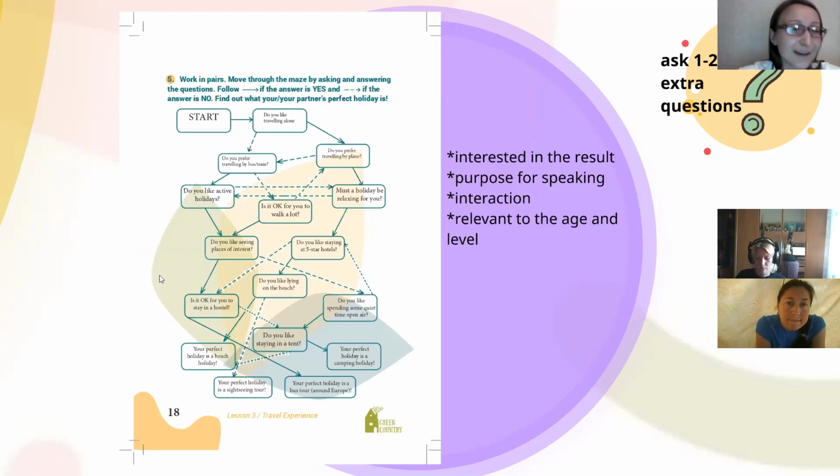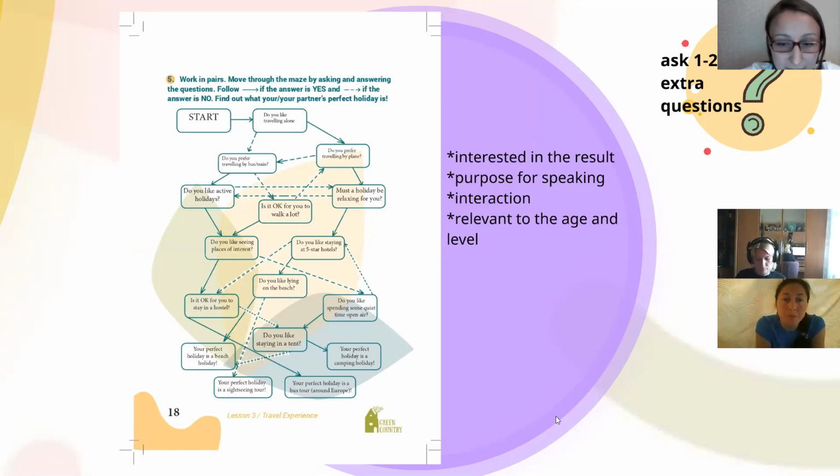You can't even imagine how interested they are when they have these mazes. It's something new. They have many errors. Yeah, it's a kind of treasure hunt, let's say. And when they're interested in the result, they will probably do this activity.